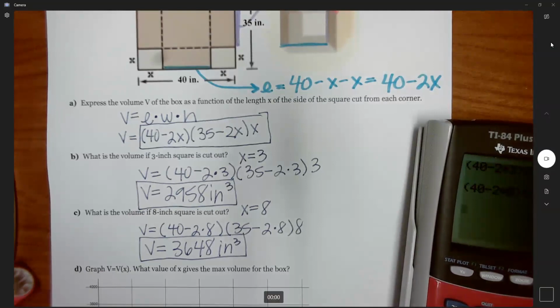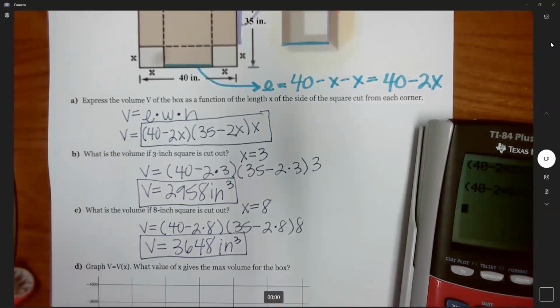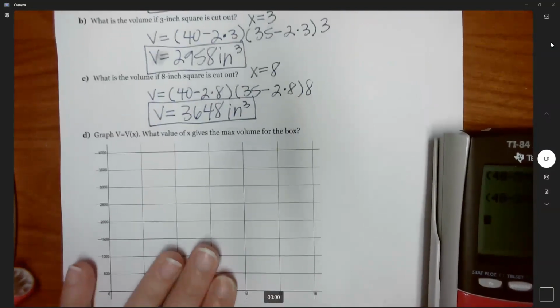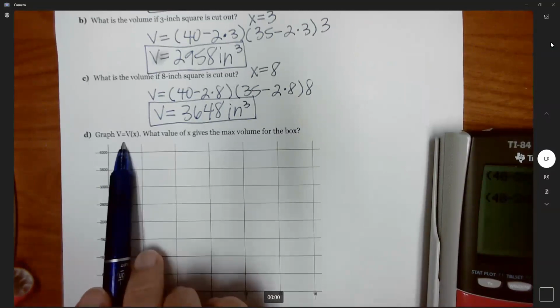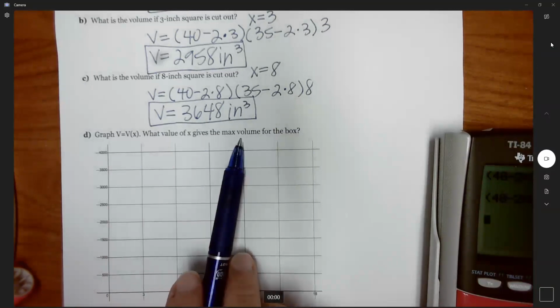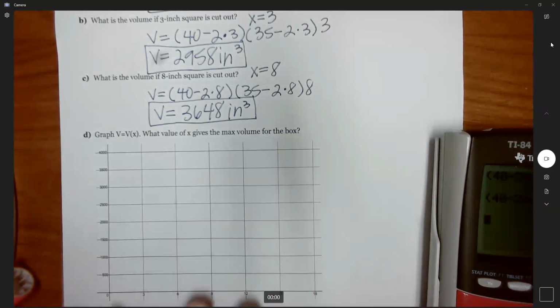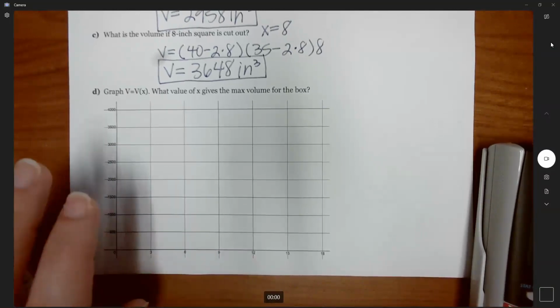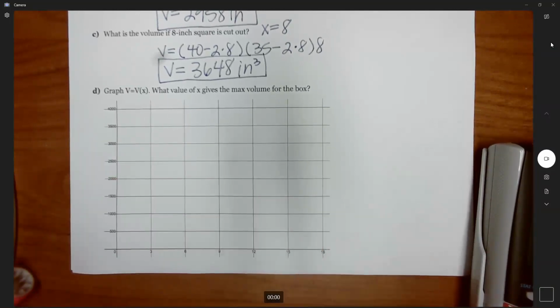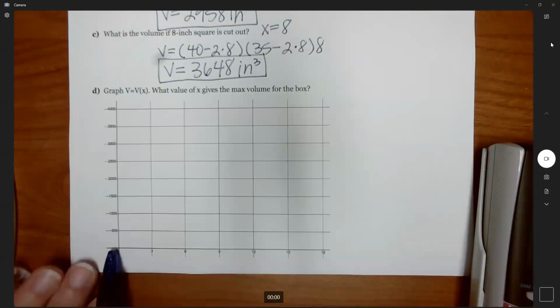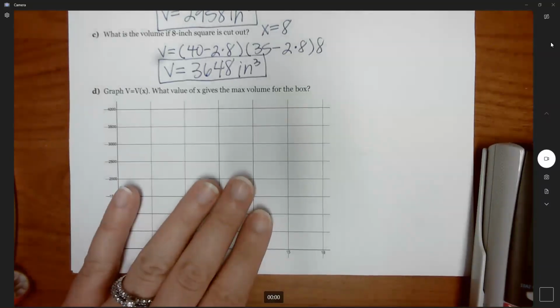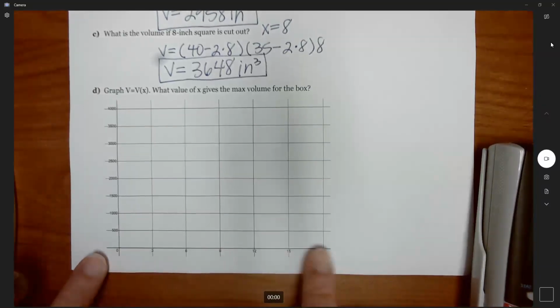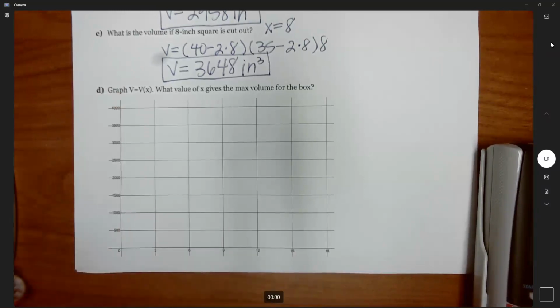Now, for the most part, we seem to be pretty good at A, B, and C. It's D that's giving us some trouble. We haven't done a whole lot with calculators. It wants us to graph our volume function, and then it wants to know what is the value of X which gives the maximum volume of our box. On your question, you're going to have 4 separate graphs as multiple choice. When you have multiple choice graphs, look at your graph right here. I only have the one, but you will have 4 graphs that have almost the exact same thing.